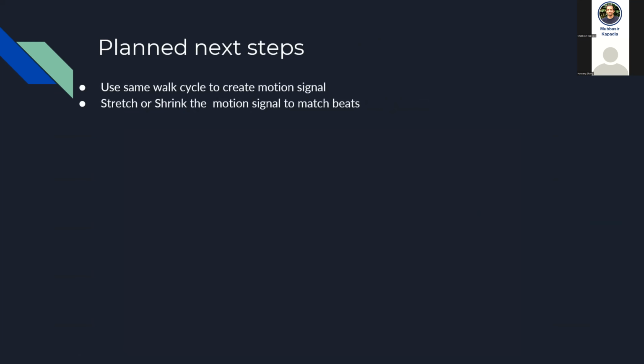After this, we will create a motion signal, and then we'll map it to the signal. We can also try plotting each joint in matplotlib and map it to the beats, but as we know, each second of the beat.